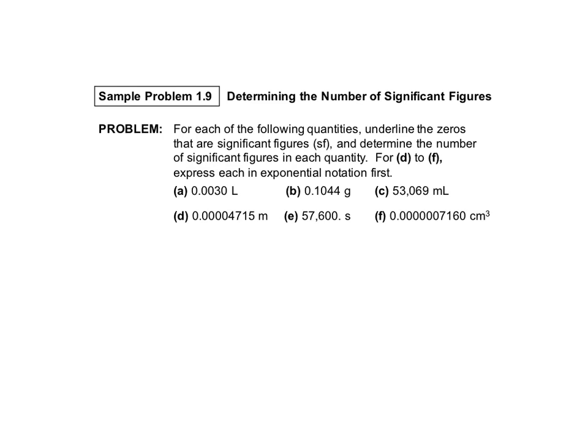It says, for each of the following quantities, underline the zeros that are significant figures and determine the number of significant figures in each quantity. For D to F, express each in exponential notation first. You also may hear this called scientific notation. And for extra practice on this, I have listed in the Canvas modules page a file for you to get some extra practice if you need it for scientific notation.